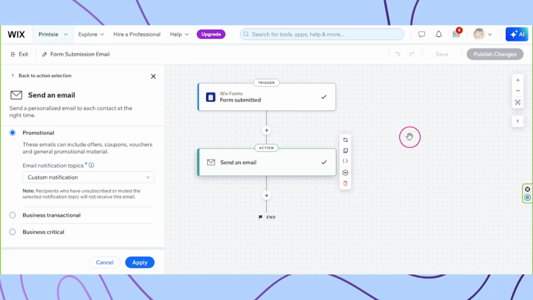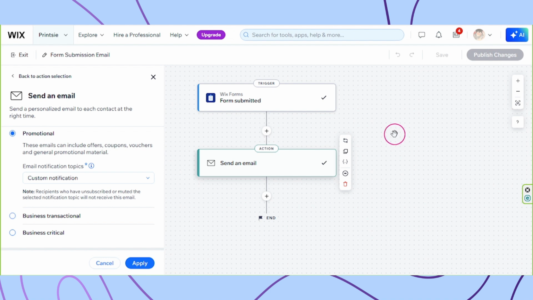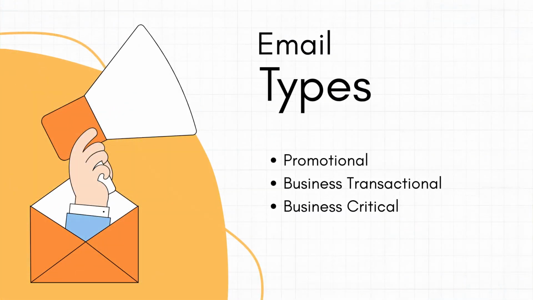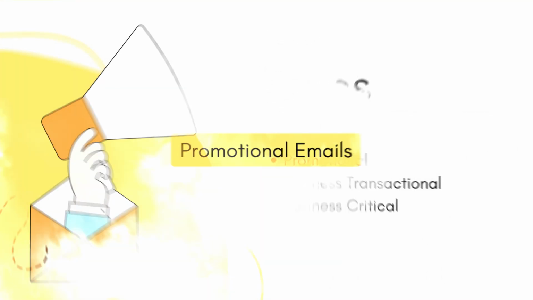When your automations action is send an email, you'll be asked to select an email type: promotional, business transactional, and business critical. Choosing the right type is more than just a formality. It directly impacts your legal compliance, your recipient's ability to unsubscribe, and even your monthly email marketing balance. Let's break down the 3 email types in Wix Automations and define when to use each one.